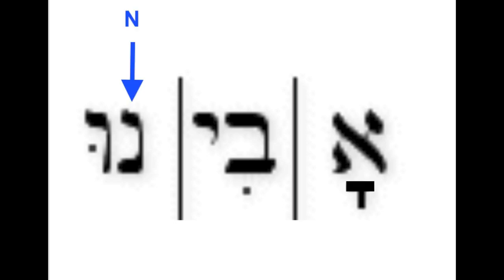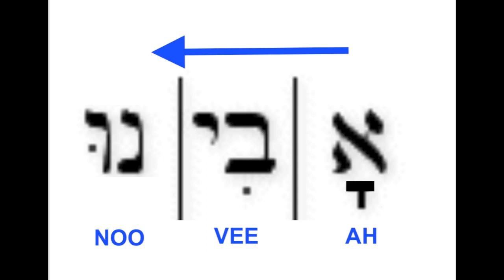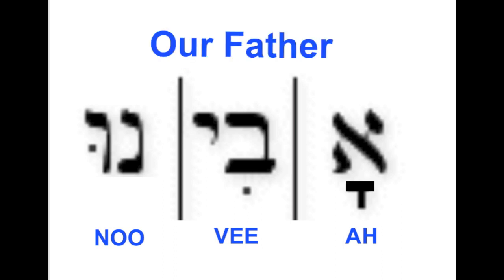The next letter we haven't had yet, but it makes the n sound as in night. The last letter without any dots makes the v sound. It's the vav. But this letter has a dot to the left, so it gives it the oo sound. So this syllable makes the nu sound. Put together the word from right to left and you have Avinu, which is our Father. It's the first word of the Lord's Prayer.